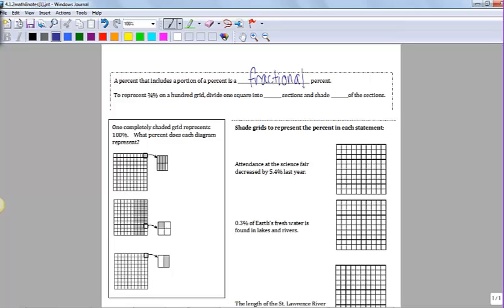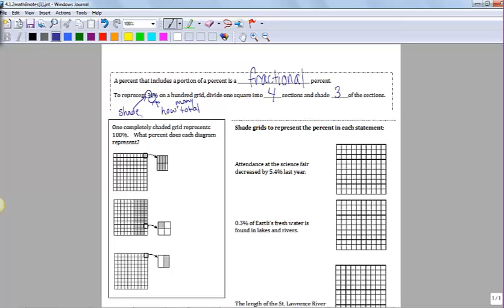So to represent 3/4 of a percent, or 3/4 on a 100 grid, you would divide one square into 4 sections and shade 3 of the sections. So the number on the bottom tells us how many total squares you need, and then the top number, or the numerator, would be the amount that you're going to shade in.